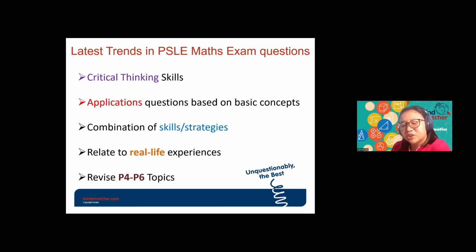I think I touched on this just now, when someone asked the question about revising P1 to P3 topics, right? I mentioned if you need two-digit multiplication, you go back to P4. If you need multiplication of fractions, you go to P5. If you need division of fractions, you go to P6.